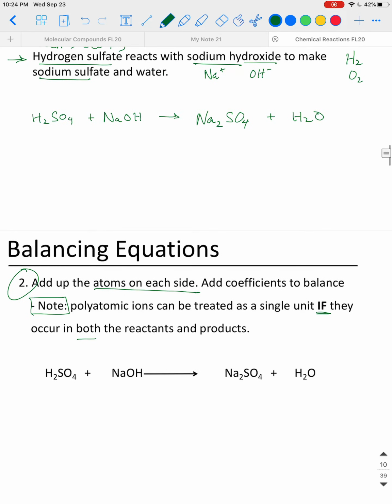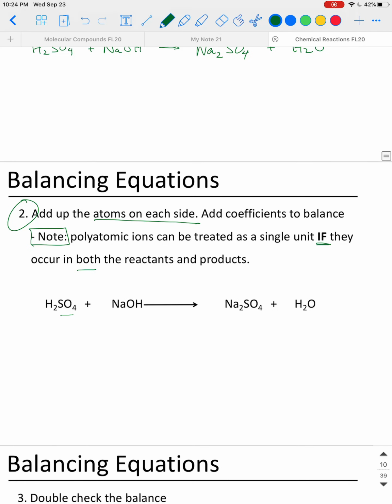For example, looking at this equation, we have sulfate as a reactant and we have it in a product. So we don't have to separate the sulfur and the oxygen and balance those elements separately. Now we have hydroxide on the reactant side, but not on the product side. So we're going to have to balance oxygen and hydrogen separately. We'll treat sulfate as a unit, but we will also have oxygen by itself, and we'll have to balance that as an element as well.